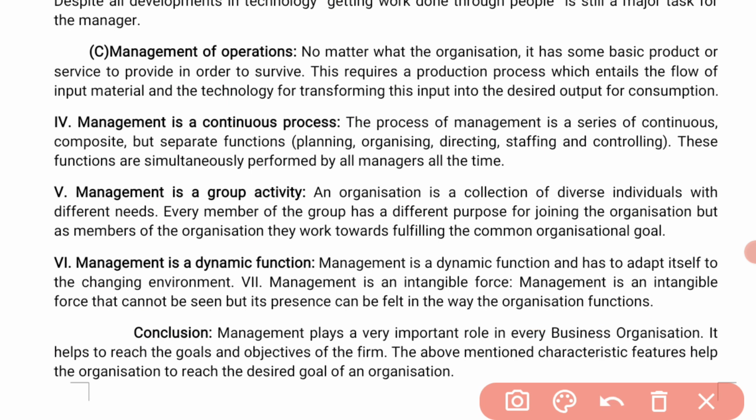So after writing all the points, you have to end with the conclusion. That is, management plays a very important role in every business organization. It helps to reach the goals and objectives of the firm. The above mentioned characteristic features help the organization to reach the desired goal of an organization. So this is about the important characteristics of management.